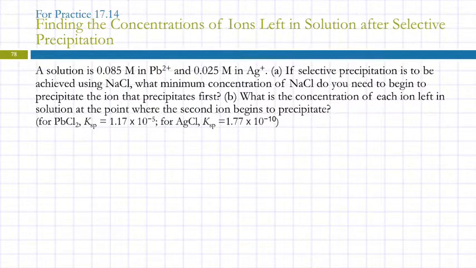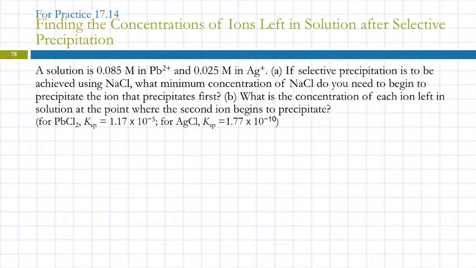Let's do another one. A solution is 0.085 molar in lead-2 ion and 0.025 molar in silver ion. If selective precipitation is to be achieved using sodium chloride, what minimum concentration of NaCl do you need to begin to precipitate the ion that precipitates first? And then, what's the concentration of each ion left in solution at the point where the second ion begins to precipitate? And we're given KSP values for both of the compounds, lead chloride and silver chloride.